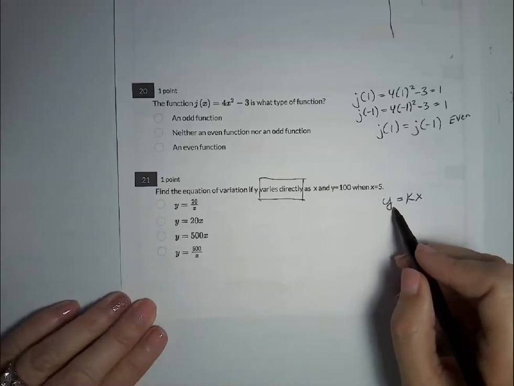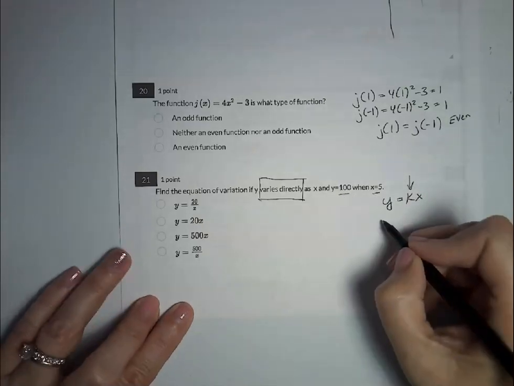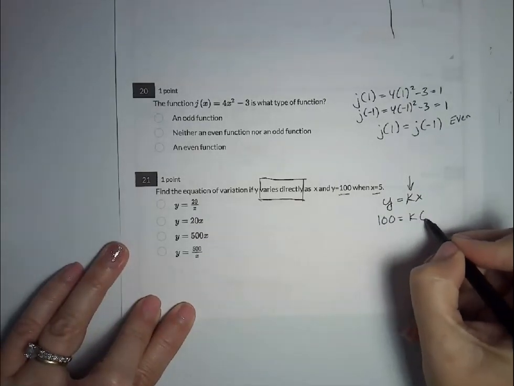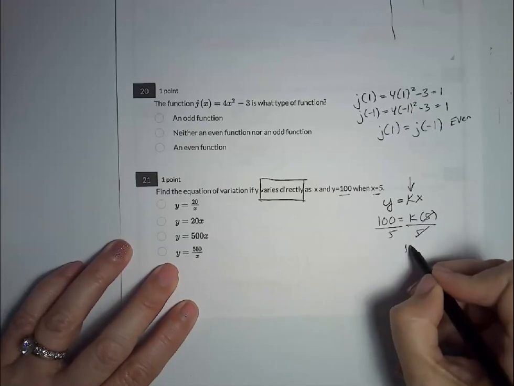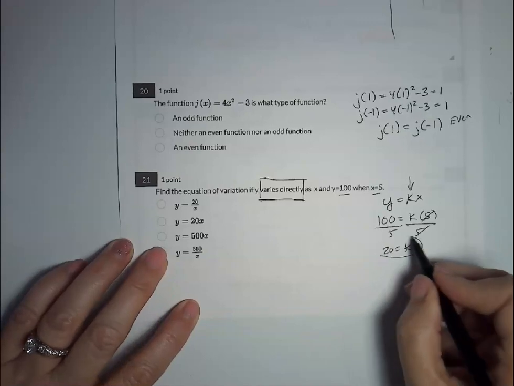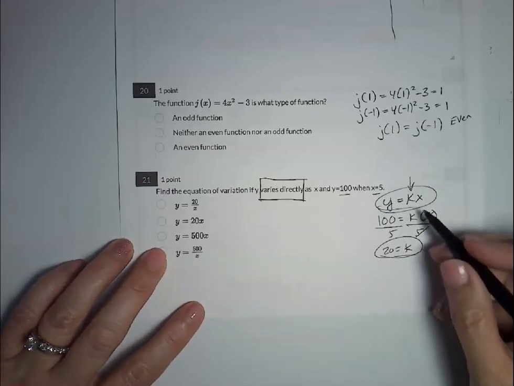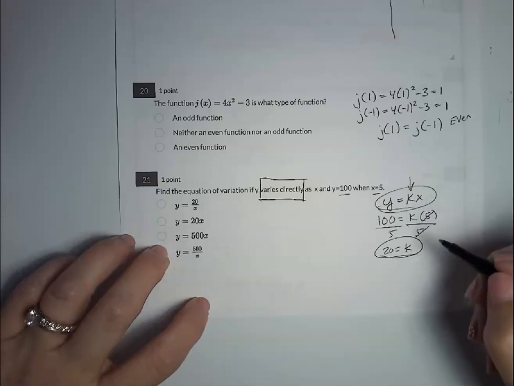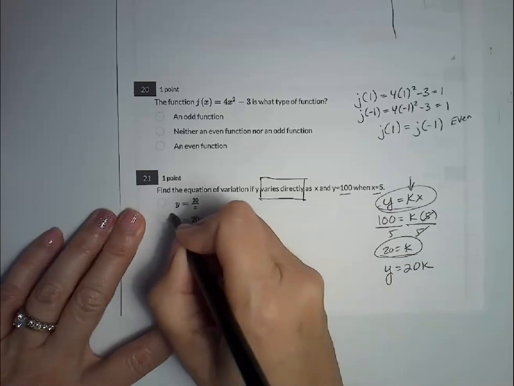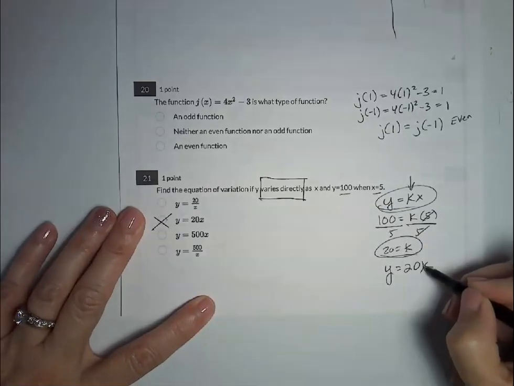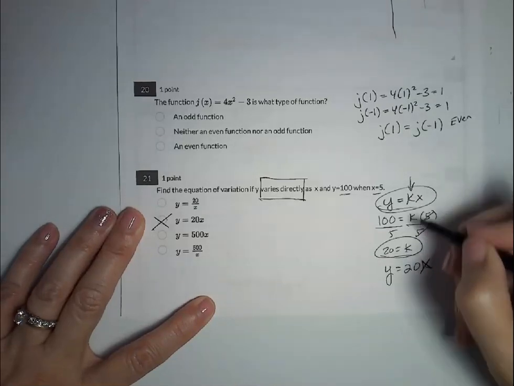So now what I want to do is I want to solve for k, given my two values. So they said that y is 100 and x is 5. So I can solve for k. K is 20. Now, I know what k is, and I have my general form of what my variation is. So all I need to do is replace the k with the number. So y is equal to 20x. Okay, we're replacing k with 20.